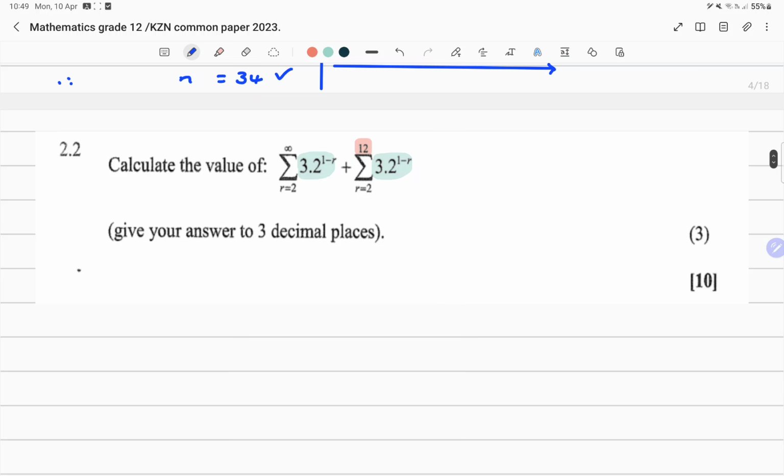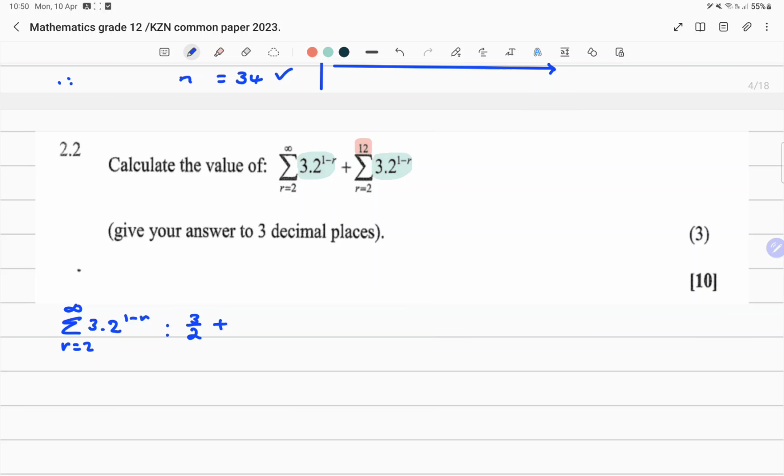So let's go on. What do we know here? We know that this sigma, starting from 2 of 3 times 2 to exponent 1 minus r, ending in infinity, is such that when we put a 2 in there, it becomes 1 minus 2, which is 2 to the minus 1. So 2 to exponent minus 1 is the same as 1 over 2, or just half. So 3 times a half is going to be 3 over 2.